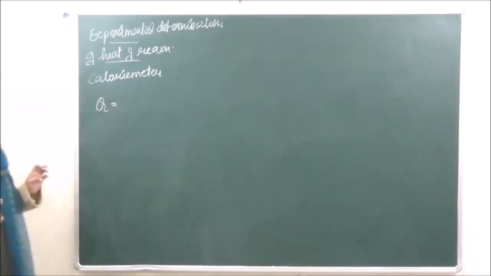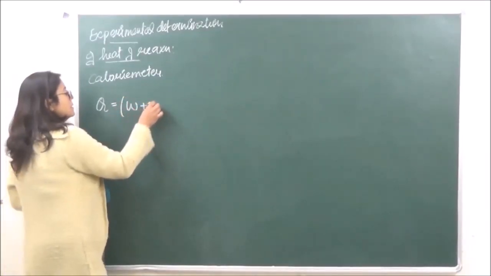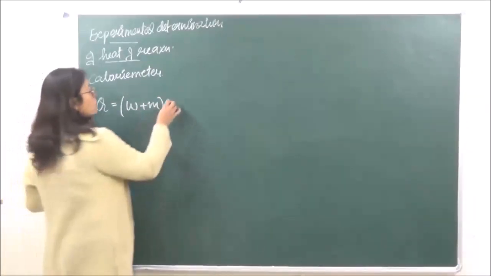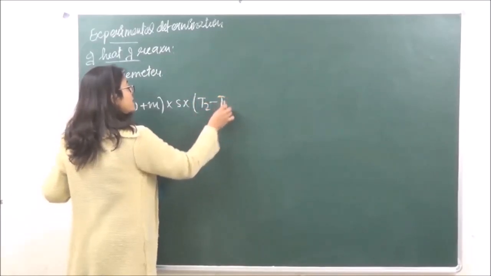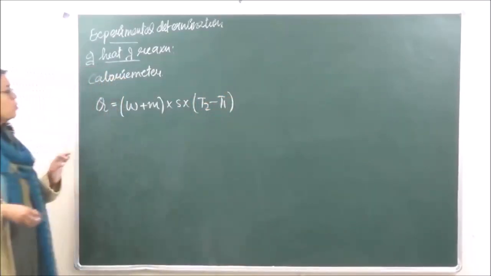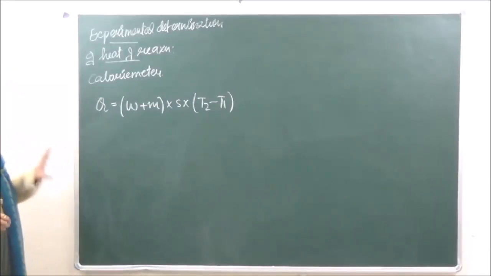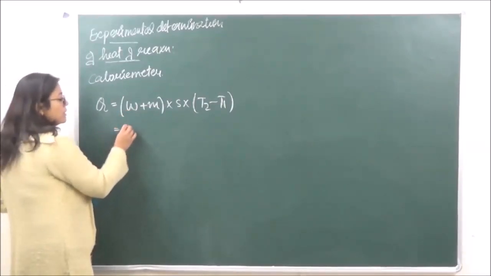And mathematically, when we are going to calculate Q over here, Q is equal to (W plus M) into S into (T2 minus T1). So what are all these symbols signifying over here? Q over here will mean the heat. And W here is the water equivalent of the calorimeter.